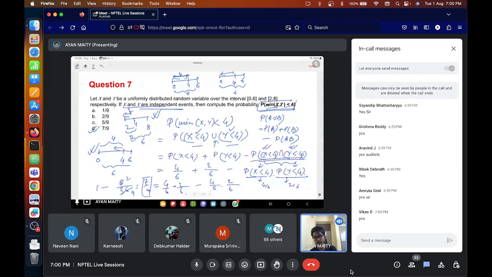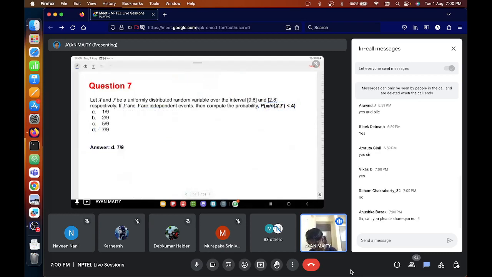Is there any other doubt in this probability question? Okay, so we can move on to question 8.